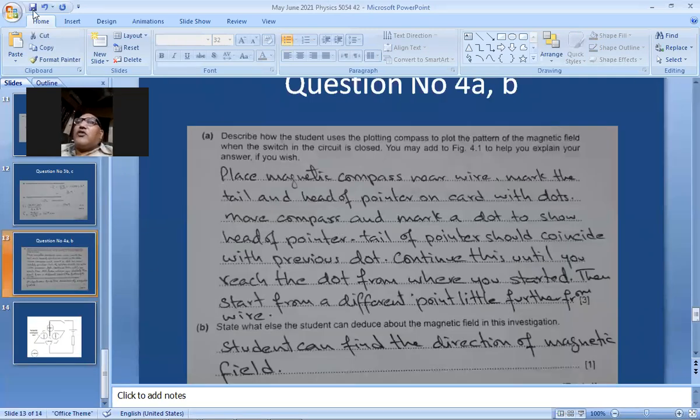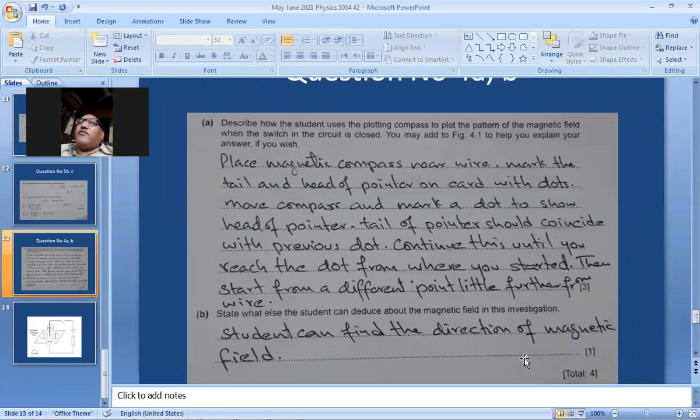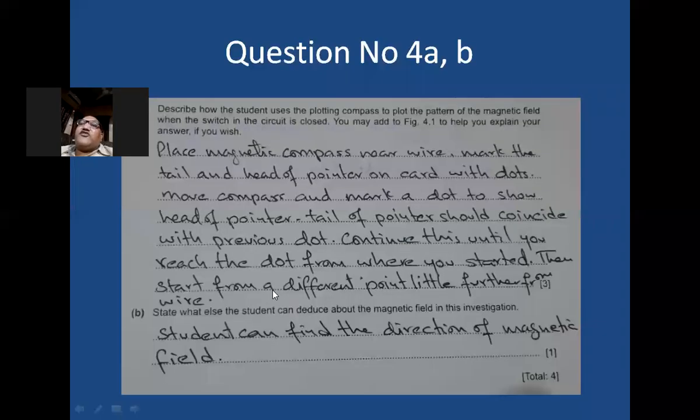Okay, so the last part was, state what else the student can deduce about the magnetic field in this investigation. The student can find the direction of the magnetic field here. I told you the direction will be anti-clockwise. It will be clockwise actually. But when I plotted those magnetic compasses, I put them in an anti-clockwise manner. So it does not matter. The exact direction was not questioned here.